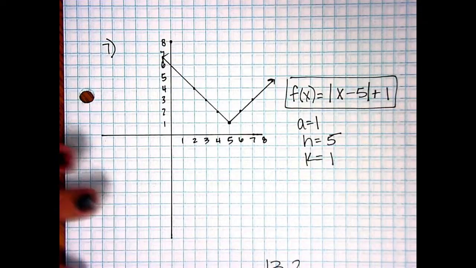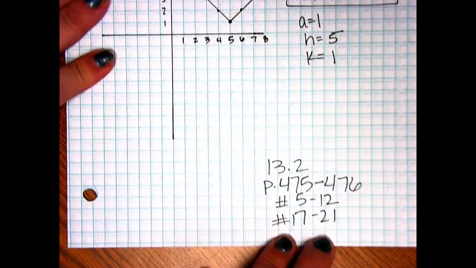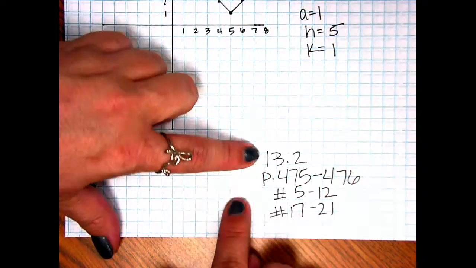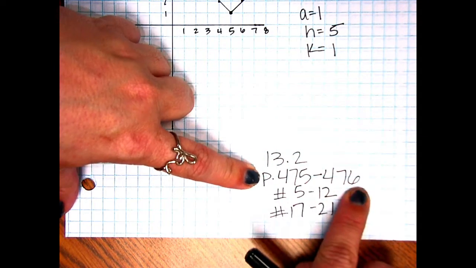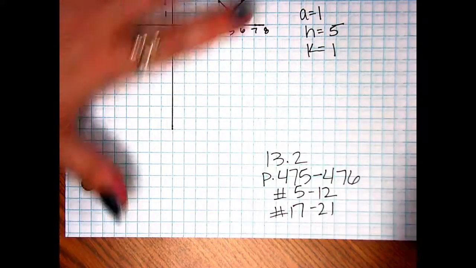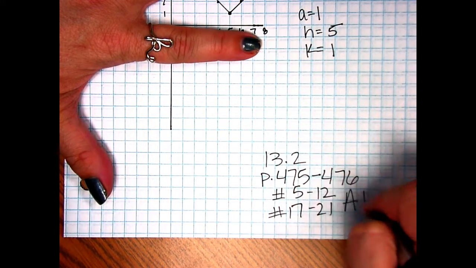Okay. Your homework for this lesson is, and it should mostly be done in class, 13.2, pages 475 to 476, numbers 5 through 12, and 17 to 21, and that is all of those.